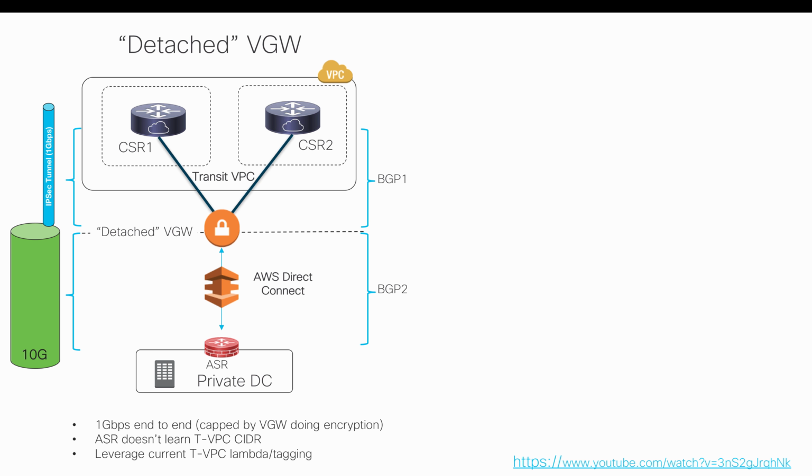And the benefit of this design is that it leverages the current Transit VPC automation. You just treat this VGW as another spoke. You add a tag, the tunnel will be created, routing will be done. So it's very clean to set this up. But the downside is you can only do 1 gig from your transit back to on-prem if you have a pipe that's bigger than 1 gig. And there are 2 BGP connections as I drew out here.